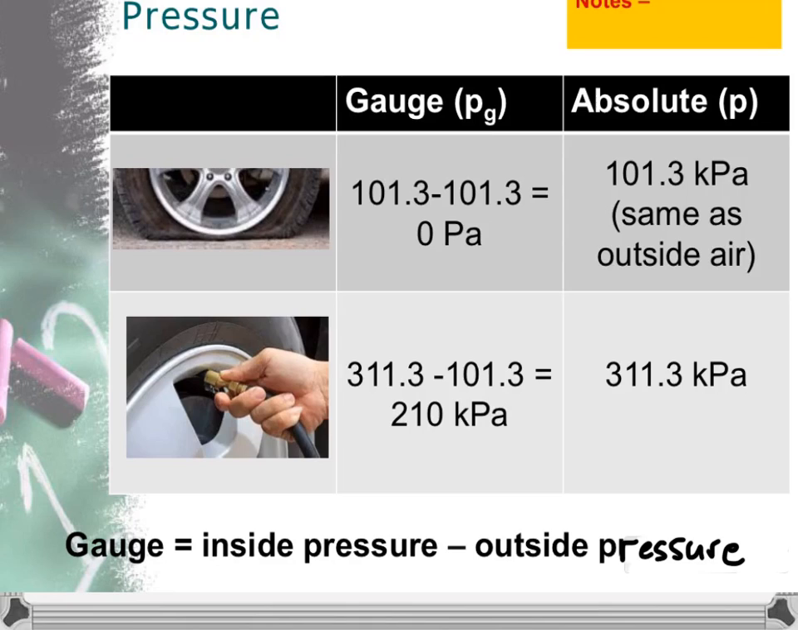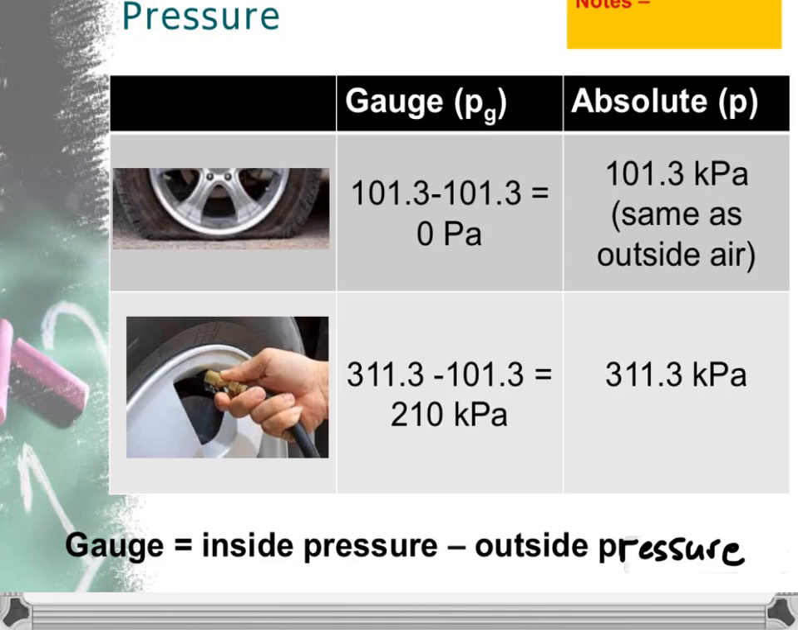If you had a flat tire like you see at the top there, then your gauge, when you put that gauge in the nozzle, is going to read 0. But that's not actually how much pressure is inside the tire. It just turns out that the amount of pressure inside the tire matches the amount of pressure outside the tire. So those 2 pressures are balanced, they're equal. So really the tire inside has an absolute pressure of 101.3 kilopascals, which is the same as the outside air. But your gauge would read 0 pascals.